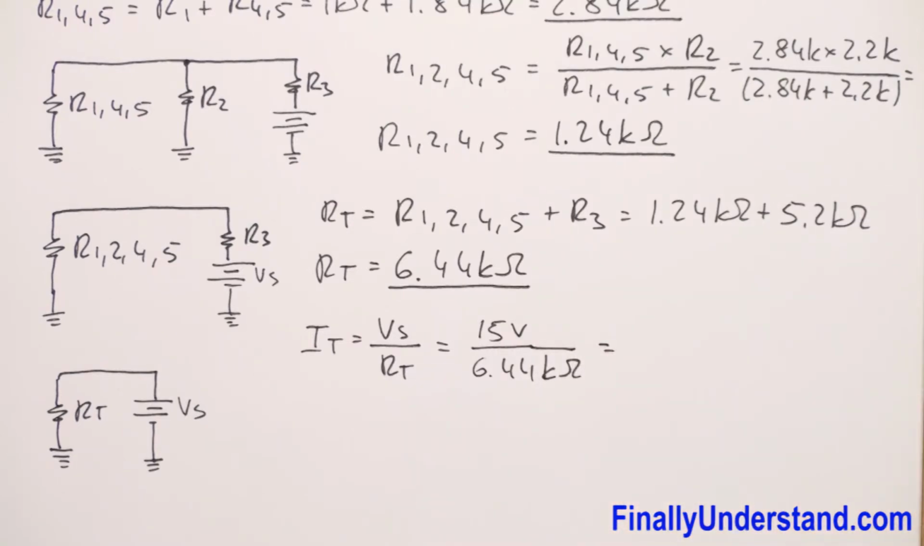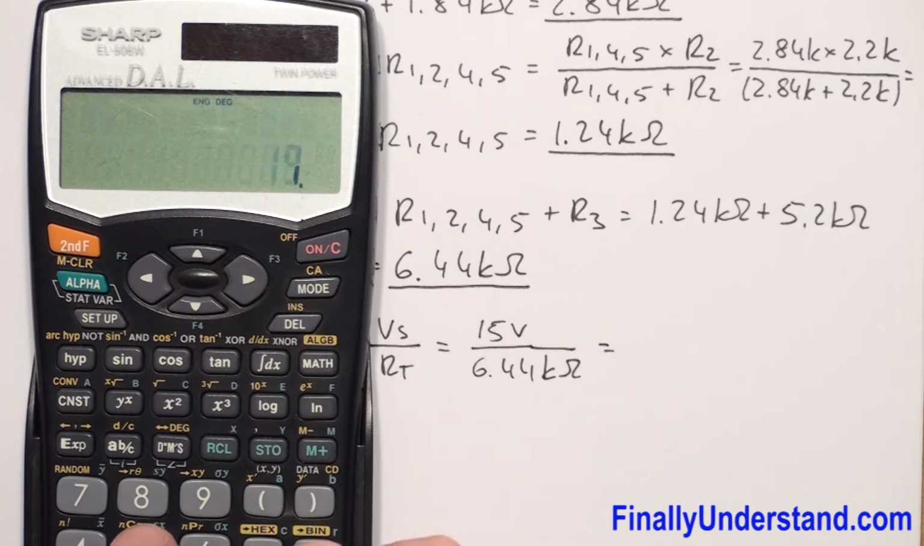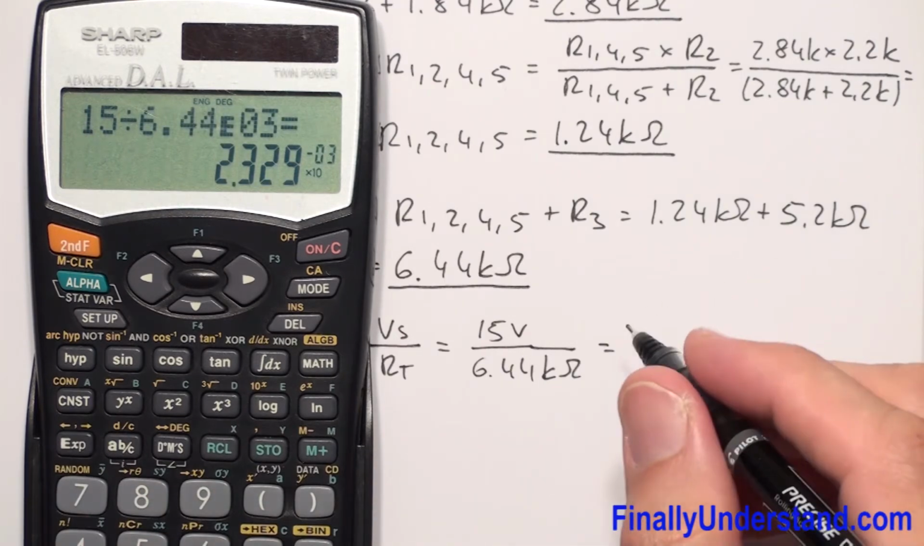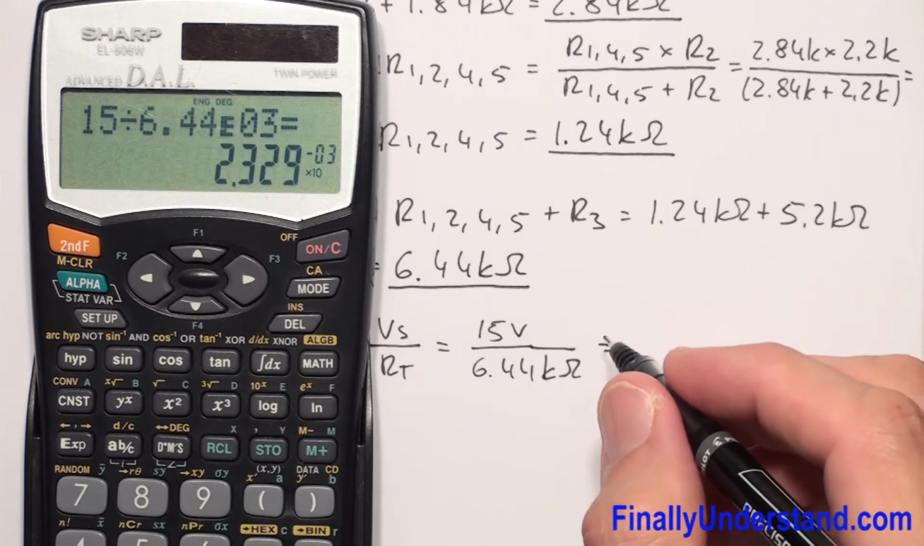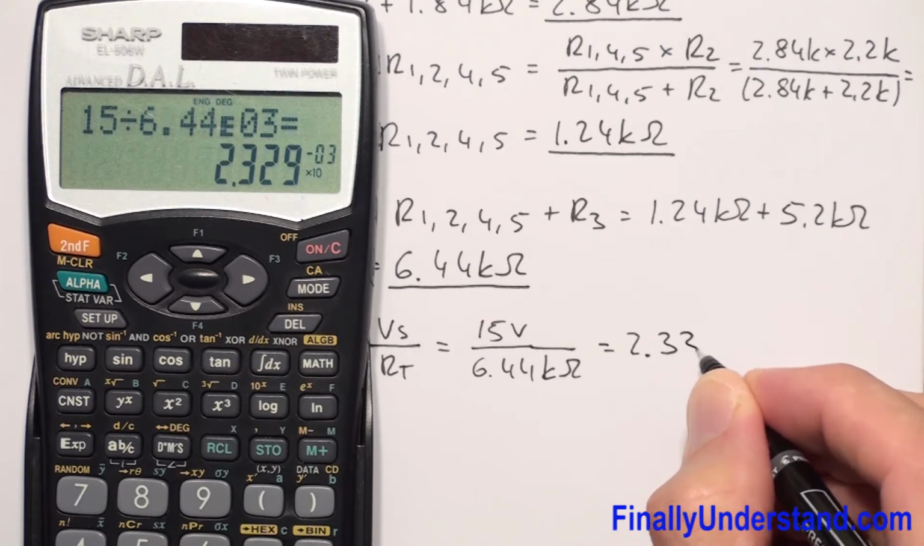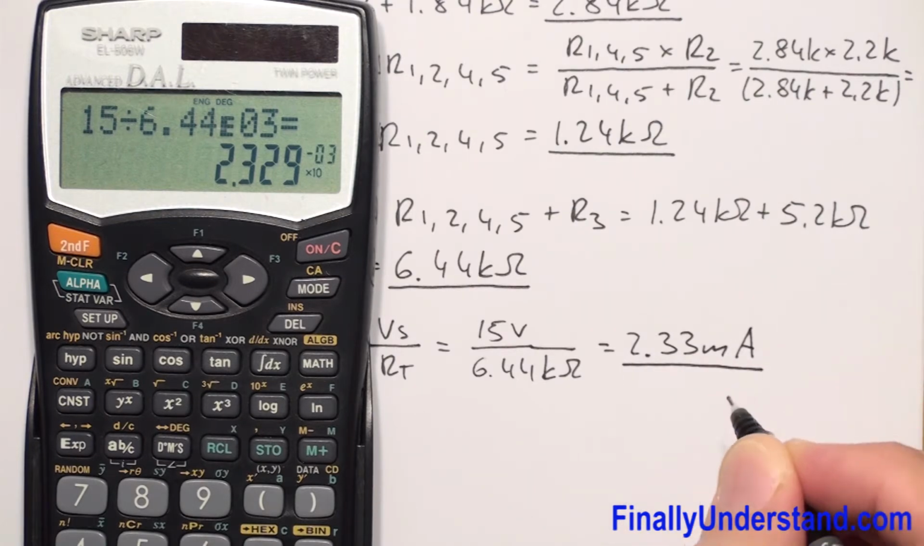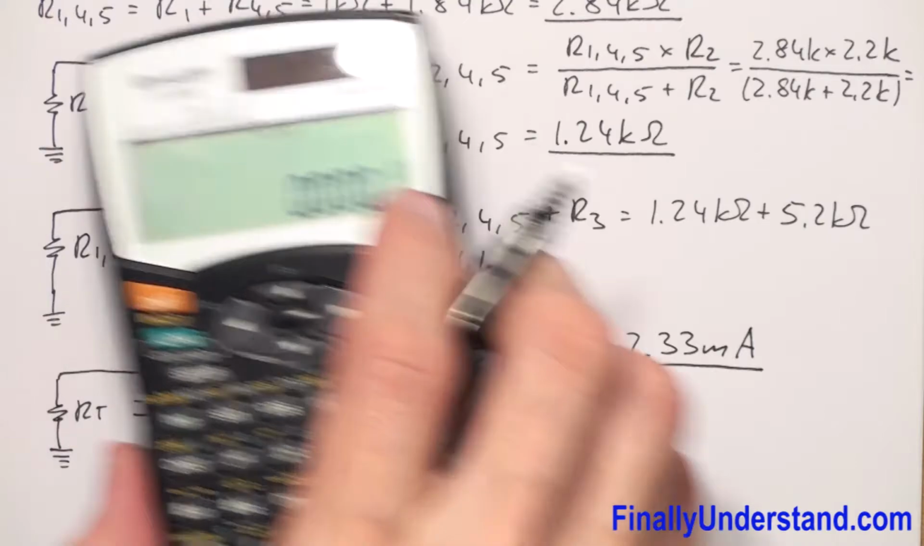and this is equal to 15 divided by 6.44 × 10³. This is equal to 2.33 milliamps. Okay, so this is my total current.